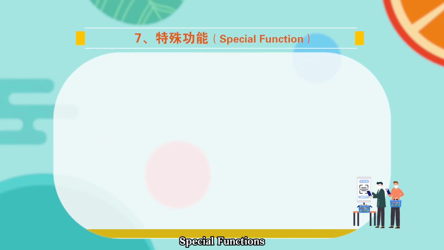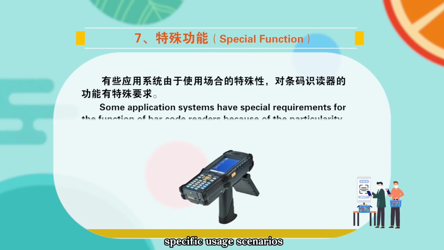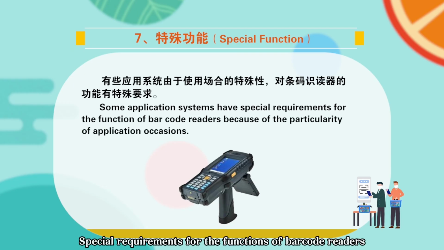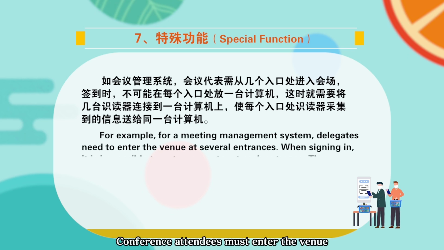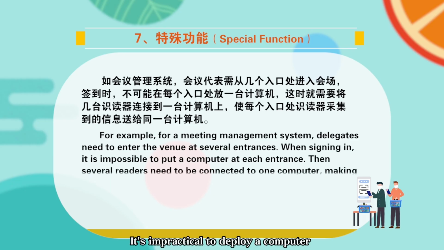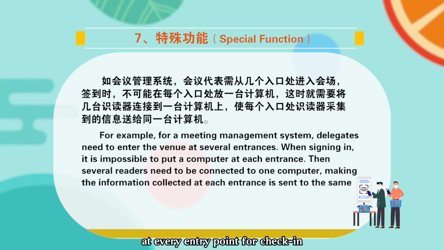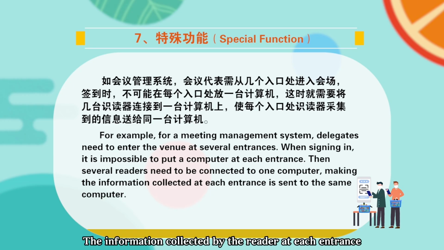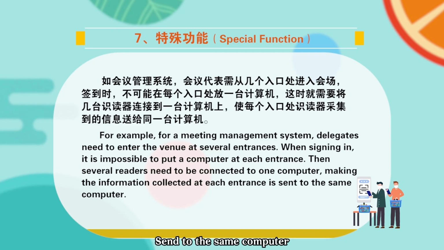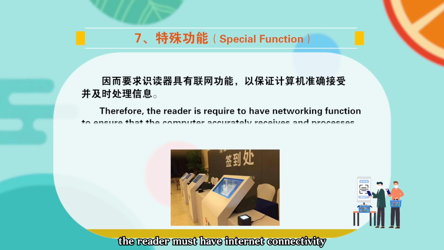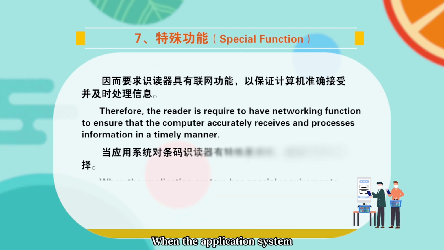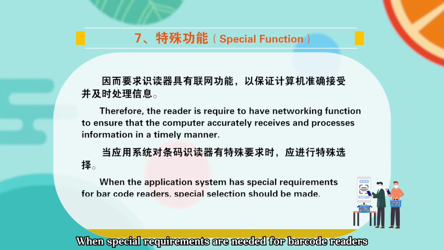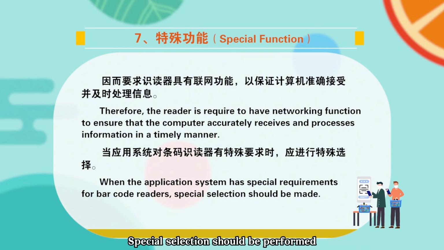7. Special functions. Some application systems are designed for specific usage scenarios, with special requirements for the functions of barcode readers. For example, in a meeting management system, conference attendees must enter the venue through several entry points. It's impractical to deploy a computer at every entry point for check-in. This is when several readers need to be deployed and connected to a computer, with the information collected by the reader at each entrance sent to the same computer. Therefore, the reader must have network connectivity to ensure the computer receives data accurately and processes the information promptly. When special requirements are needed for barcode readers, special selection should be performed.